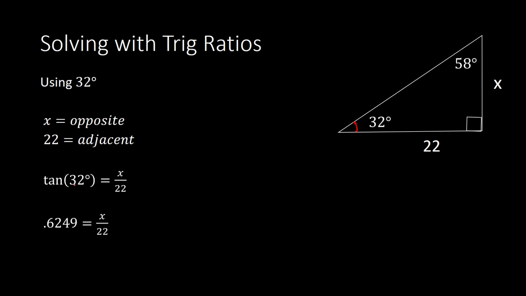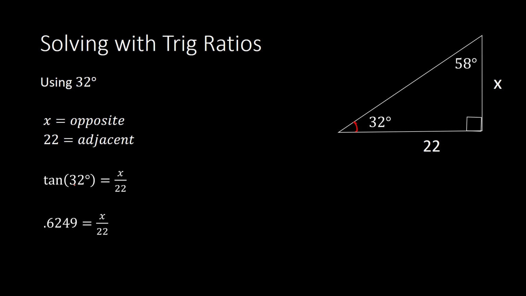If you're not getting 0.6249, check to make sure that your calculator is in degree mode, not radian mode. So you'll notice on your calculator, it might say DEG for degree, or it would say RAD for radian. And if it says RAD, you're in the wrong mode. So figure out how to change that into degree mode.